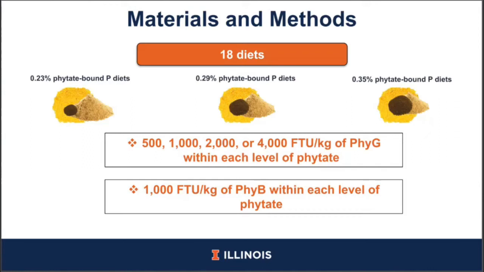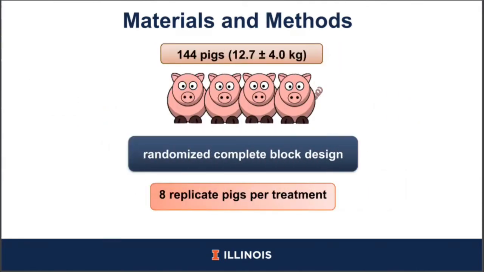In addition, 3 reference diets were formulated by adding a commercial Buttiauxella phytase or PhyB at 1,000 FTU per kilogram to the three basal diets containing no PhyG. A total of 144 growing pigs with an initial body weight of 12.7 kilograms were randomly allotted to 18 diets with 8 replicate pigs per diet. Pigs were assigned to treatment groups using a randomized complete block design with 4 blocks of 36 pigs and 2 replicate pigs per diet in each block.